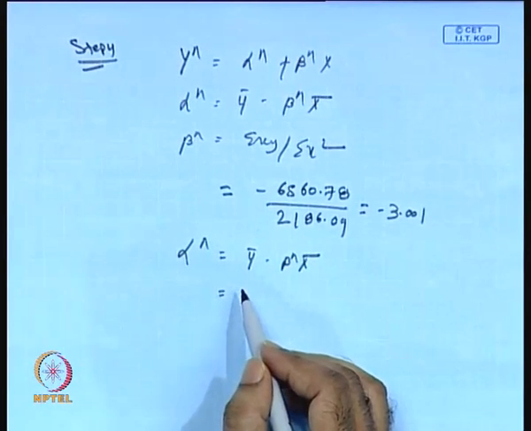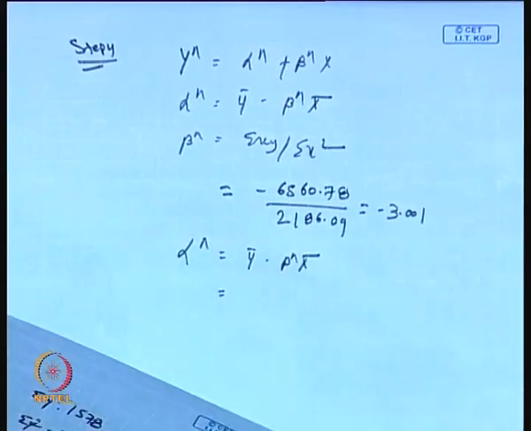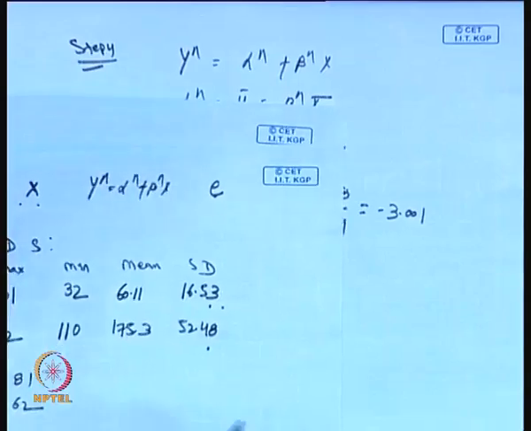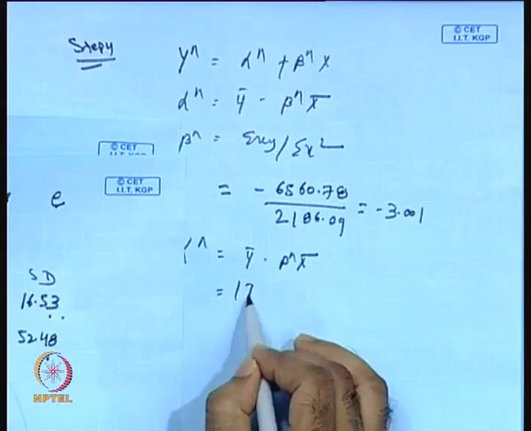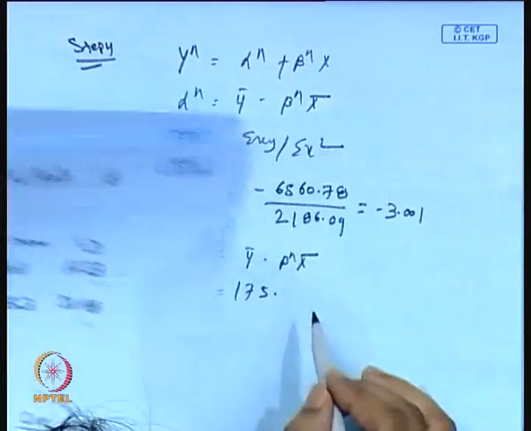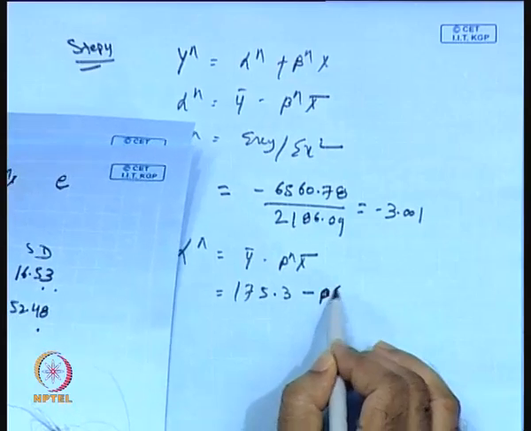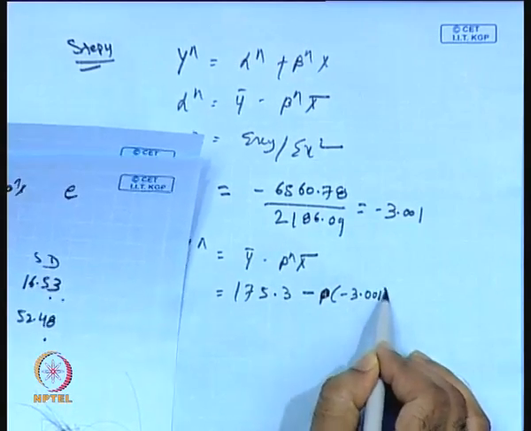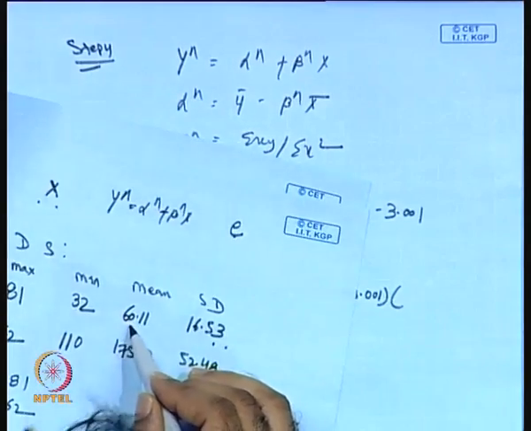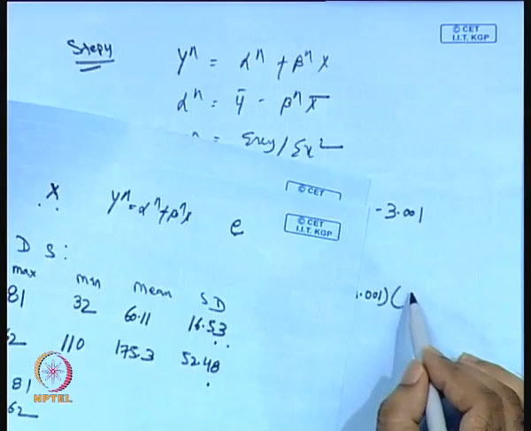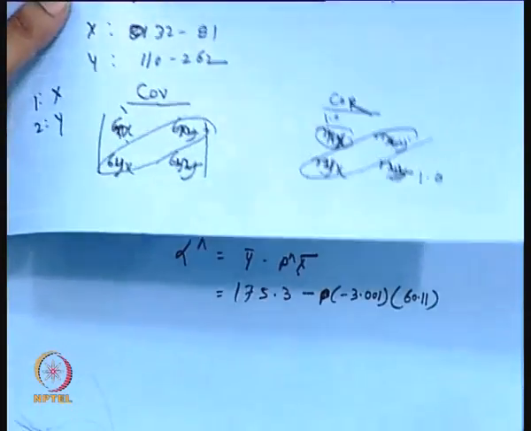What is y bar here? So, y bar we have already calculated. Y bar is 60.1, sorry, 75.33 minus beta head, which is minus 3.001, into this x bar, which is 60.11. Okay. So, this is how the alpha head is derived.